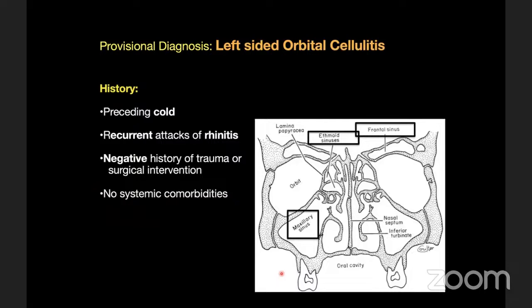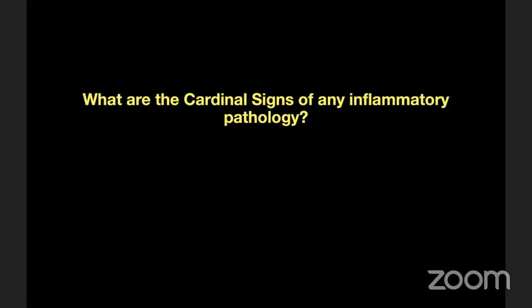So why we also came to the conclusion of orbital cellulitis is one major thing from the history, that there was a preceding cold and a respiratory infection. And the mother did give us recurrent episodes of rhinitis that the child was having. And there was no trauma or any surgical intervention that we could attribute this sort of sudden inflammation to. And along with that, this child had no other systemic comorbidities. So this was our provisional diagnosis.